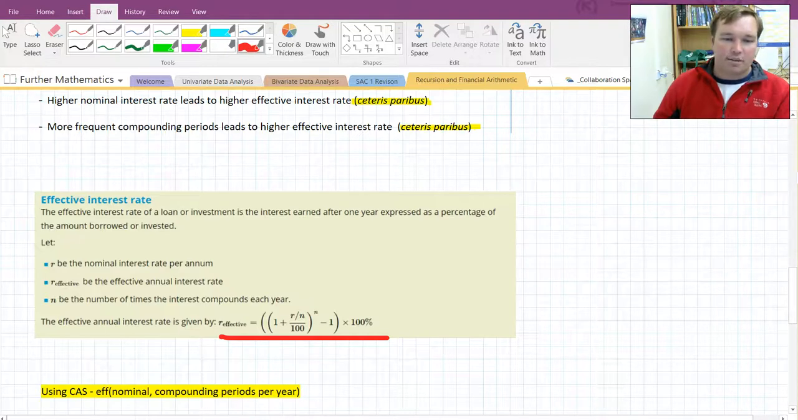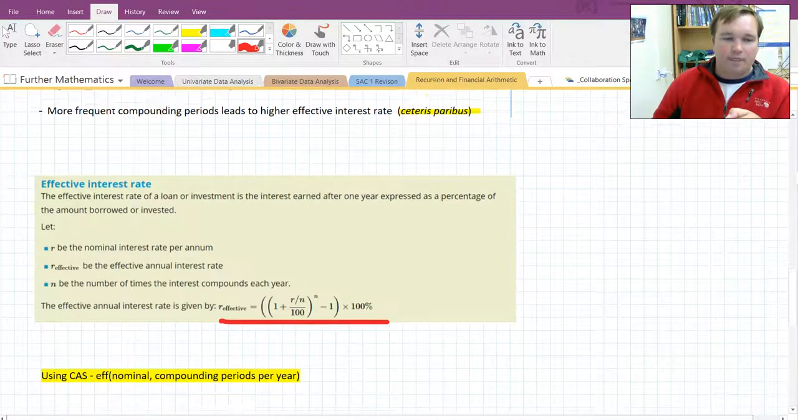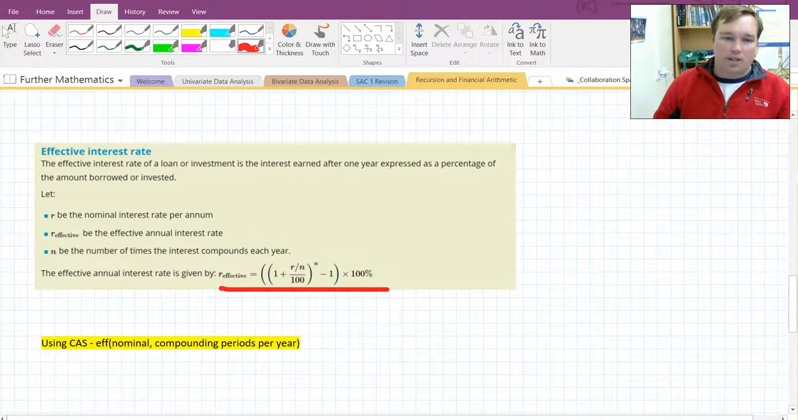So to calculate the effective rate, you have to put into the formula 1 plus R, which is the nominal rate, over N, which is the number of compounding periods in a year, over 100, close bracket, to the power of N, minus 1, times 100 to get into a percentage. The way you're more likely to do it is to use the CAS.